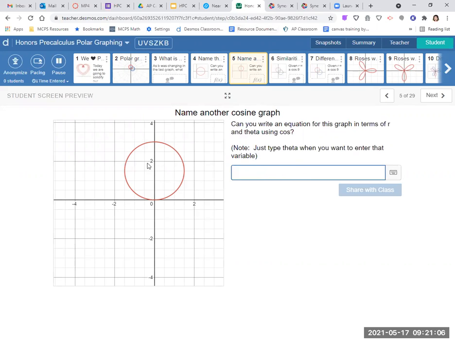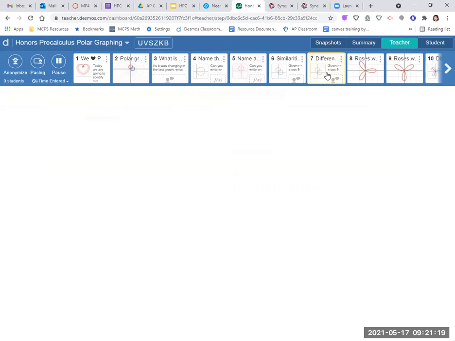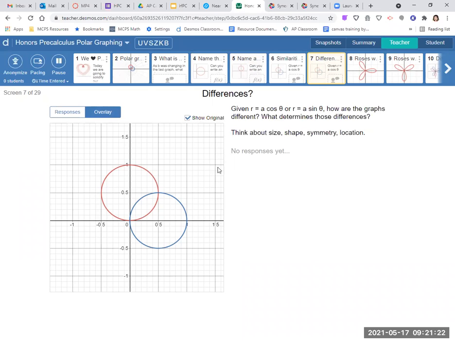All right, so 3 is basically your circle's diameter, and then cosine dictates whether it's along the x-axis, sine dictates whether it's along the y-axis. How about some differences? So what are some differences? You might say, well, cosine is symmetrical across the pole, whereas sine is symmetrical across pi over 2. But they're both circles. They both have a point on the origin or the pole. So you can think about what you notice about the similarities and differences.